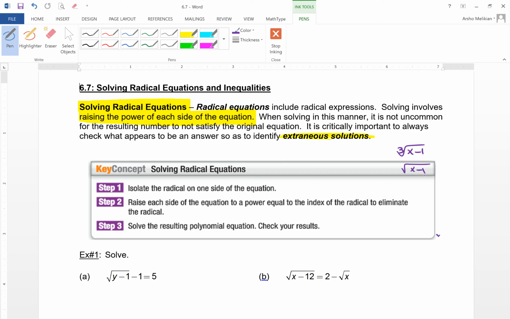Let's do the very first one. So basically the procedure is, as it says here: isolate the radical on one side of the equation. Raise each side to a power equal to the index. And then solve the resulting polynomial equation. Don't forget to check your results.